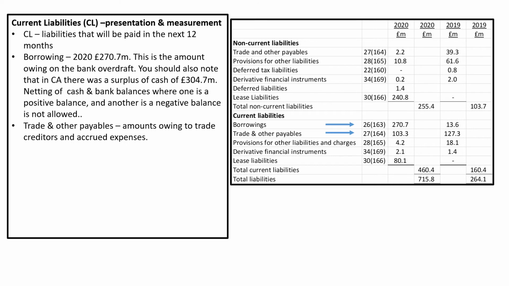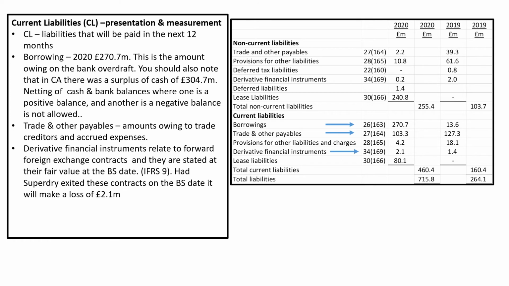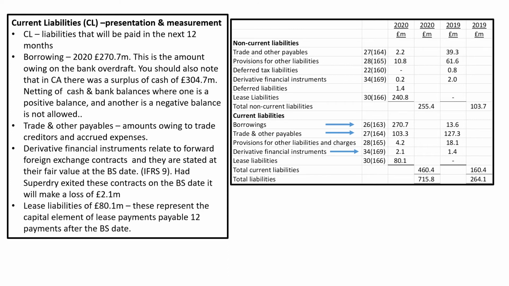Trade and other payables are amounts owing to trade creditors and accrued expenses. Derivative financial instruments relate to forward foreign exchange contracts and they are stated at their fair value at the balance sheet date. Had Superdrug exited these contracts on the balance sheet date, it would have made a loss of 2.1 million. Lease liabilities of 8.1 million represent the capital element of lease payments payable within 12 months after the balance sheet date.